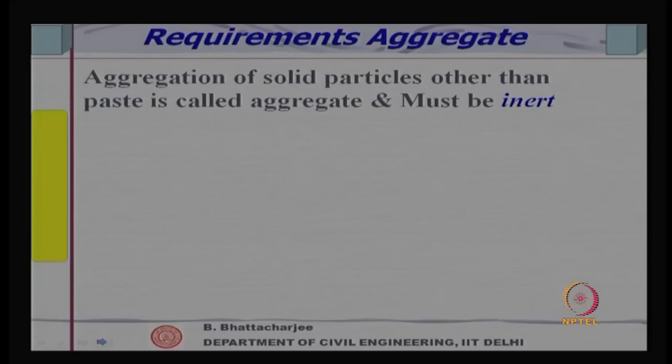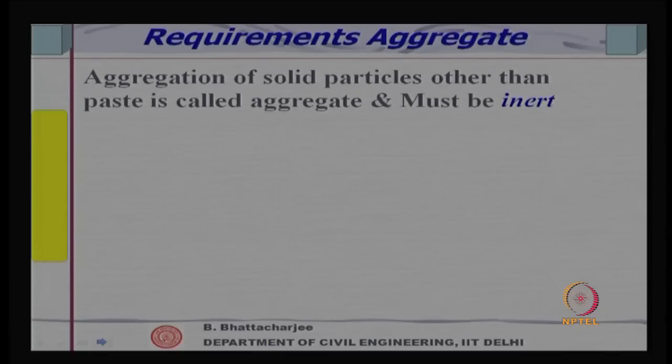Basically, if you recall, when we looked at concrete, concrete consists of a cement paste matrix, if I may say so, with aggregate particles embedded in it. And in normal concrete, the aggregates, which actually form the skeleton, are about 65 to 70%, and paste is the rest of it. So, this 65 to 70% is a large quantity. It occupies the major volume of concrete.